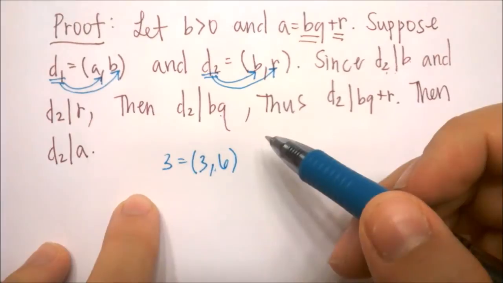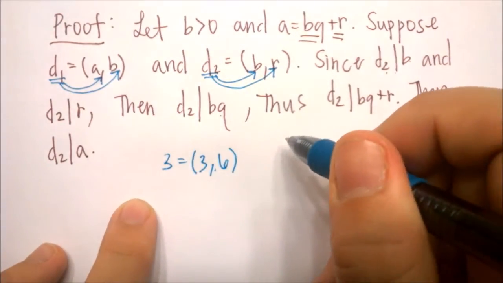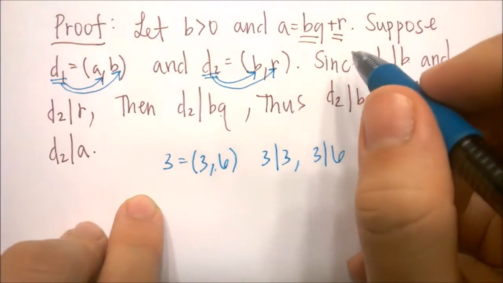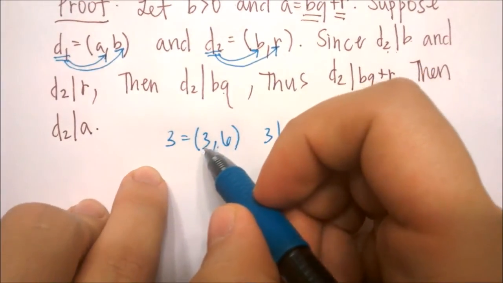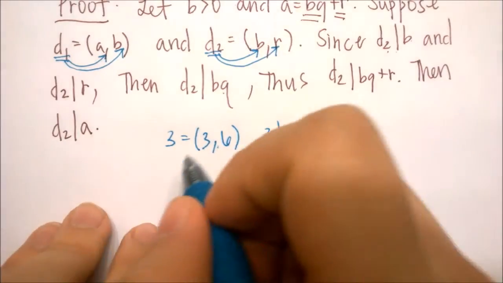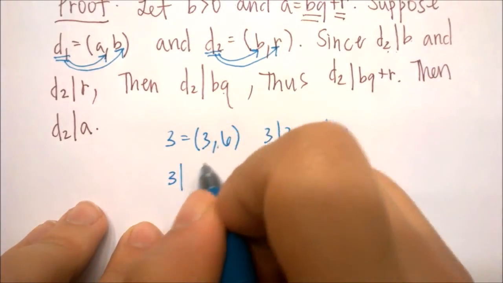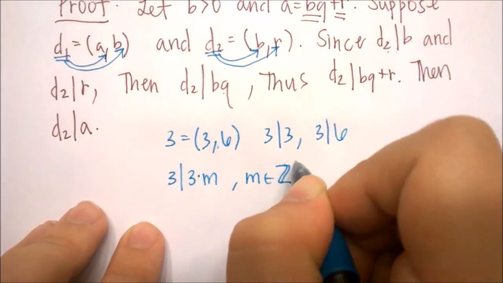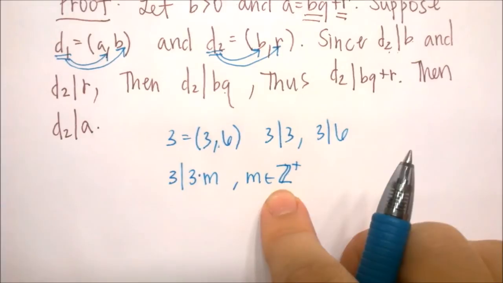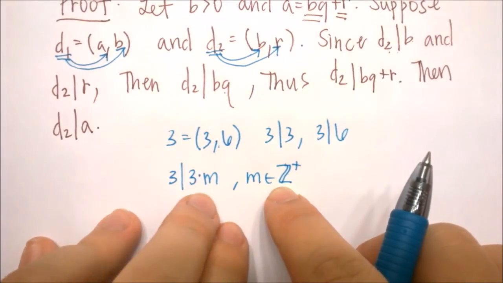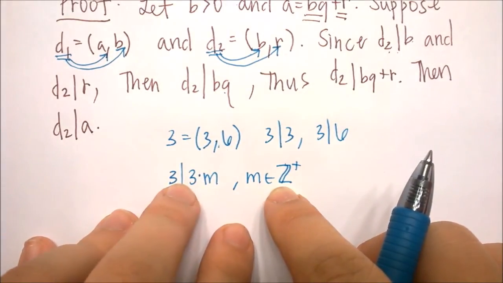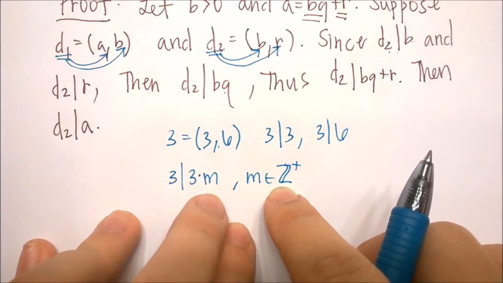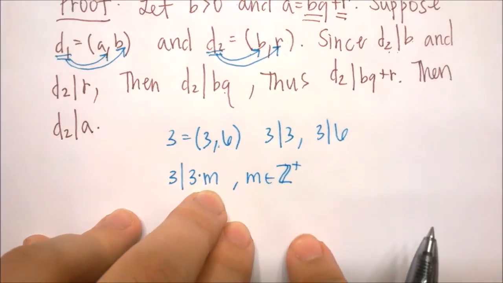3 divides 6 is true, is 2. So we know 3 divides 3 and 3 divides 6. Also, if you need convincing that 3 divides any multiple of 3, let's say 3 divides 3 times m, where m is any positive integer 1, 2. So think about this. 3 times 2 is 6. 3 divides 6. 3 times 3 is 9. 3 divides 9. 3 times 4 is 12. 3 divides 12. So that's true.